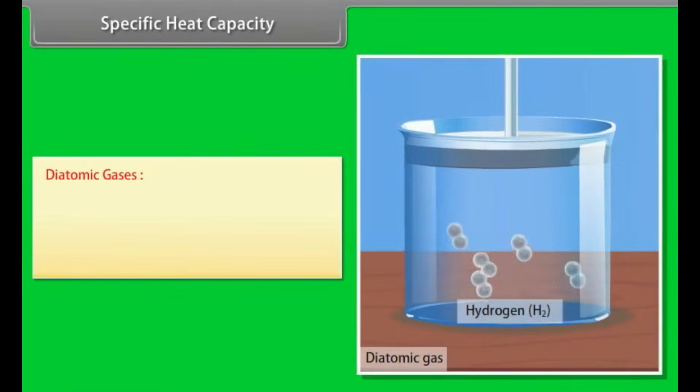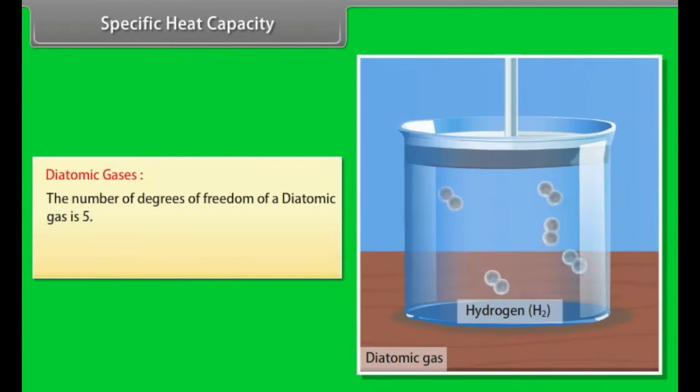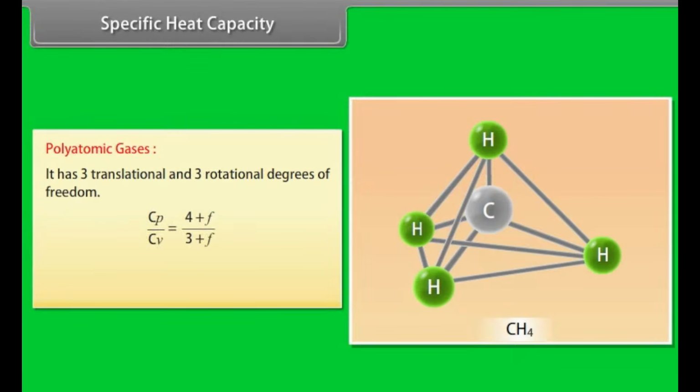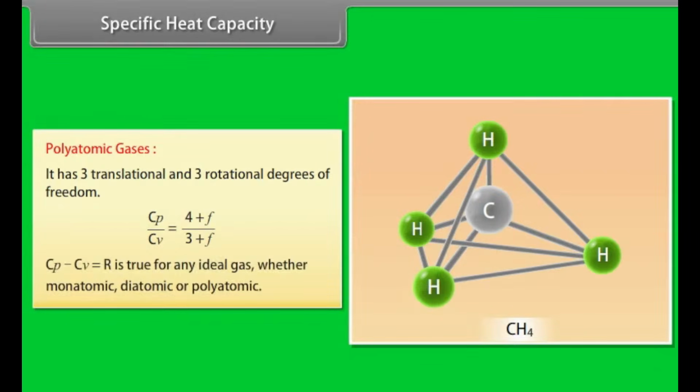Diatomic gases. The number of degrees of freedom of a diatomic gas is 5. Cp by Cv is equal to 9 by 7. Polyatomic gases. It has 3 translational and 3 rotational degrees of freedom. Cp by Cv is equal to (4 + f) upon (3 + f). Cp minus Cv is equal to R is true for any ideal gas, whether monoatomic, diatomic or polyatomic.